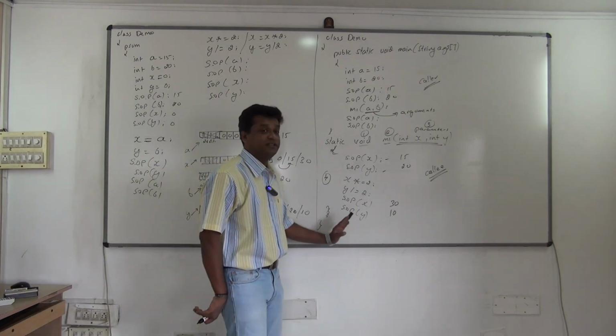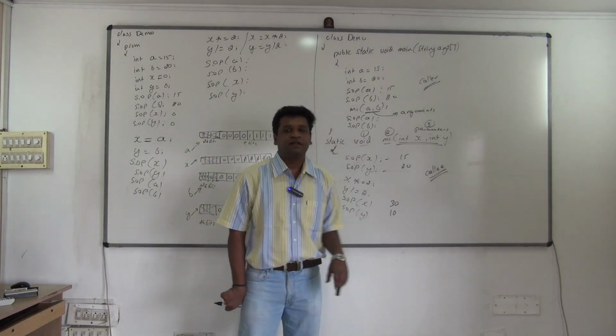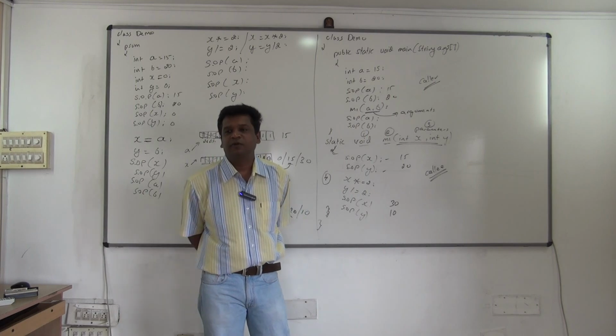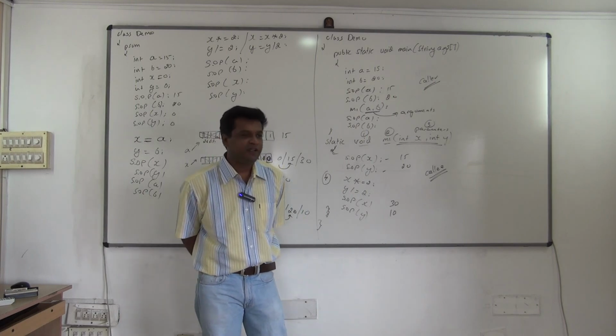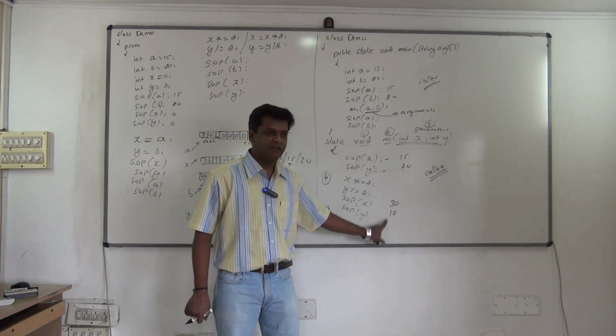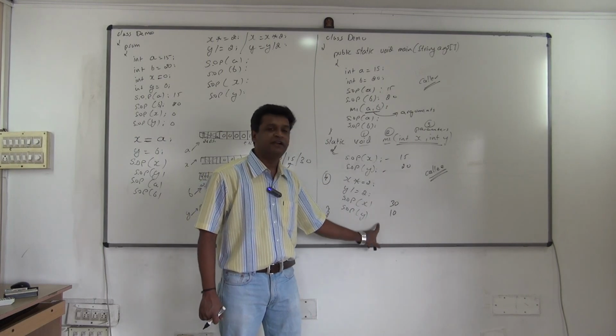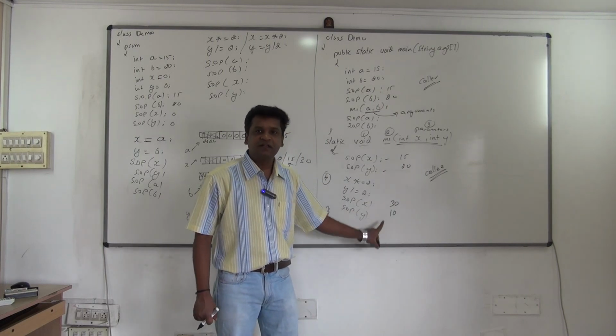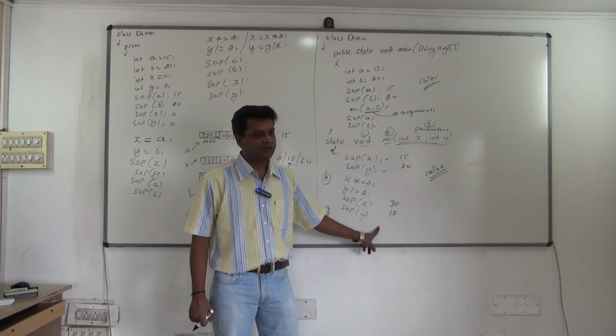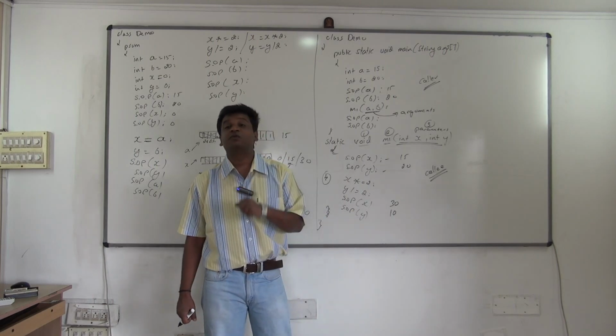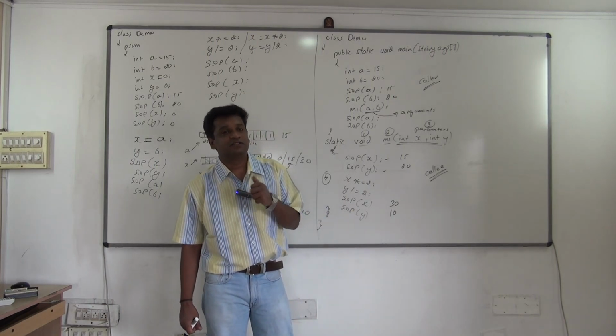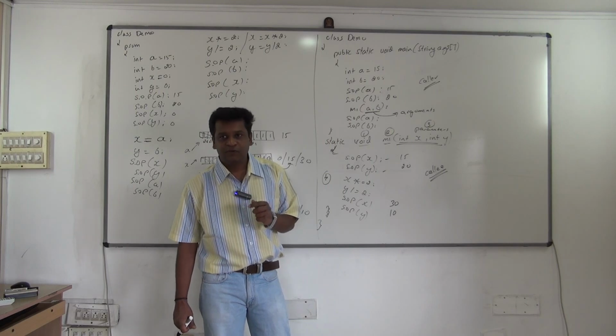But first of all, let us notice in this method how many values are there? There are only 2 values. That is 30 and 10. Initially it was 15, 20, but you can see here finally it has become 30 and 10. These are the 2 values present in M1 method. Now among these 2 values, which value you want to give to the caller? That's the question.